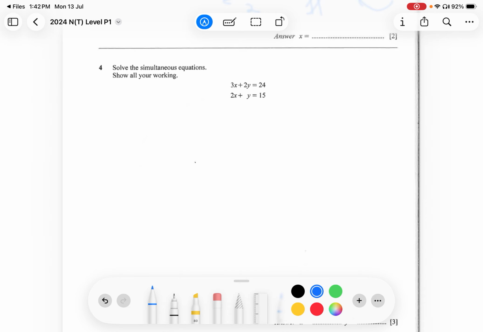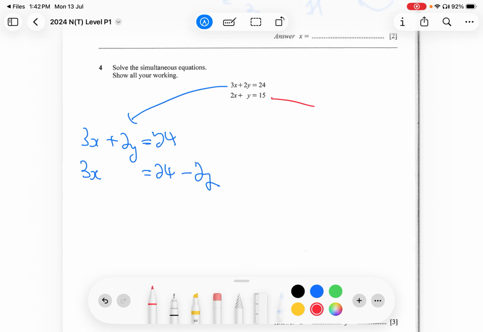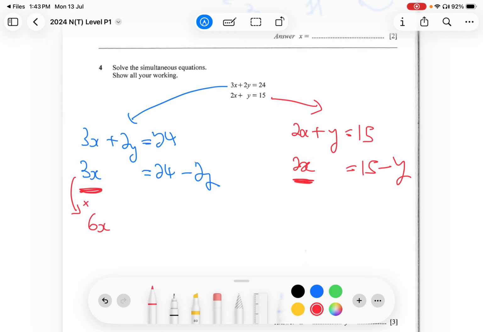So for this, again, if you watch the video, let's say I take the 3x. 3x plus 2y is 24. So 3x will be 24 minus 2y. This one I took 2x plus y is 15. 2x equals to 15 minus y. This is 2x, this is 3x. I change this to be 6x, times 2. So this one I times 3. So that both become 6x. Everything times 2, 48 minus 4y.